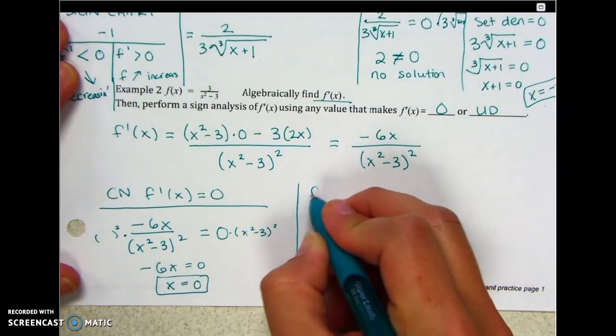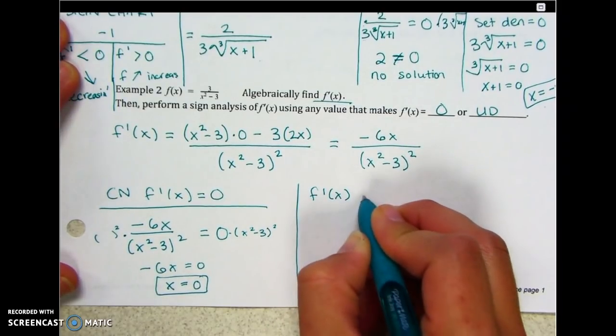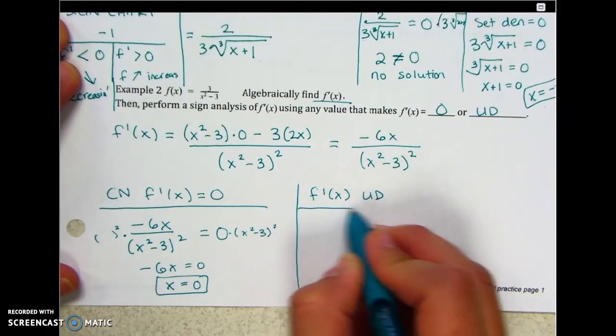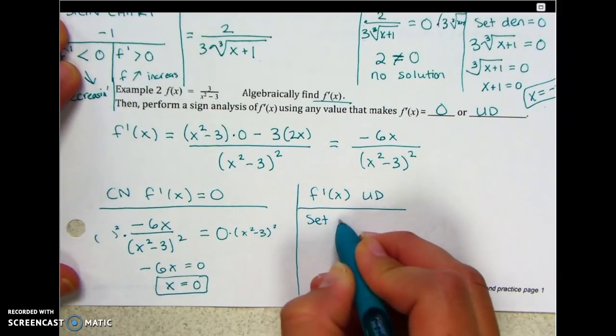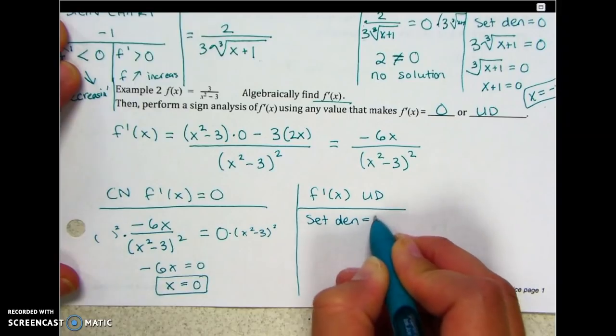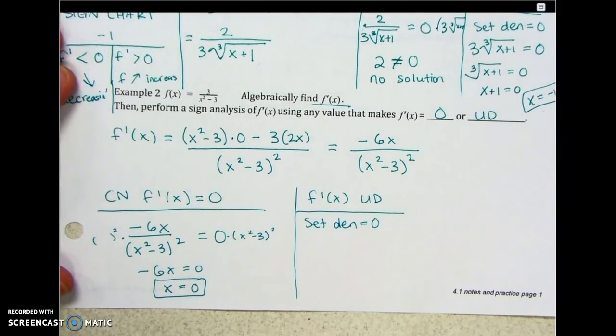How do we find where it's undefined? Set the denominator equal to 0, and then solve for x there.